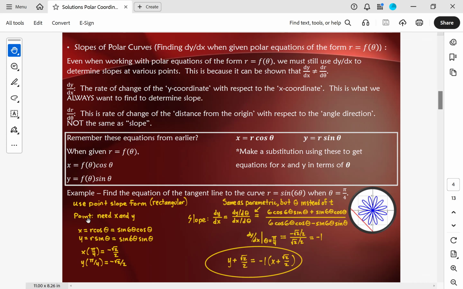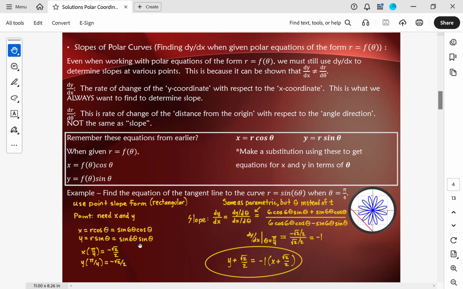We're going to find the equation of the red tangent line, point slope form. Firstly, to find a point, you need your x and your y. We just talked about this. X is equal to r times cosine, y is equal to r times sine. So we're going to take that r, put on the multipliers that we need, and then we're going to plug pi over 4 into all of that. And it's going to work out pretty nicely if you know your unit circle, but maybe test it yourself.